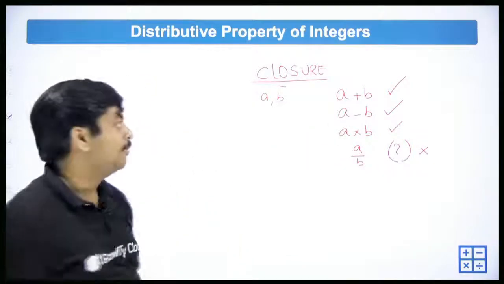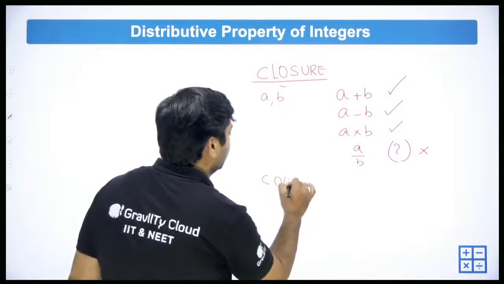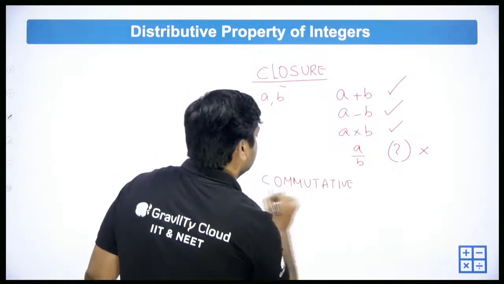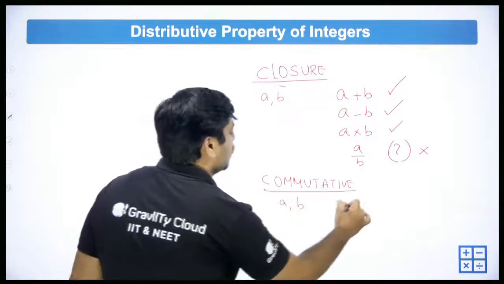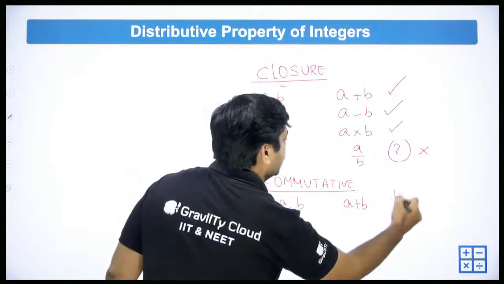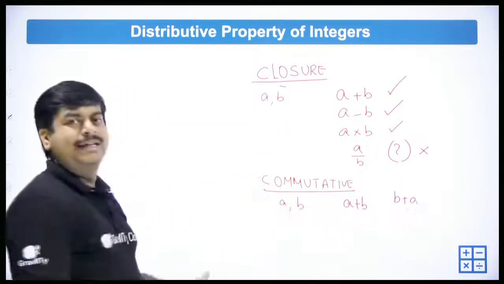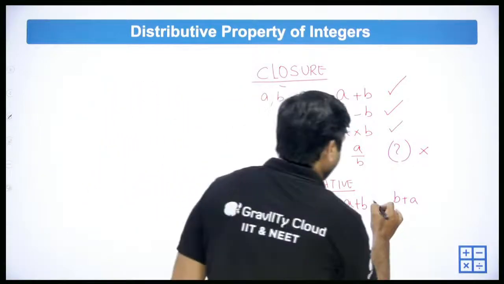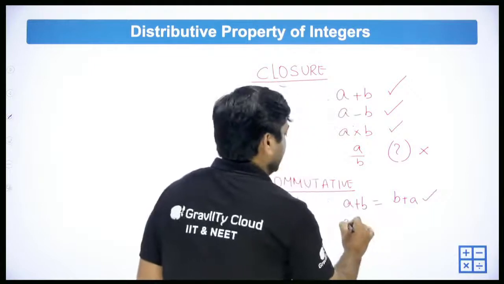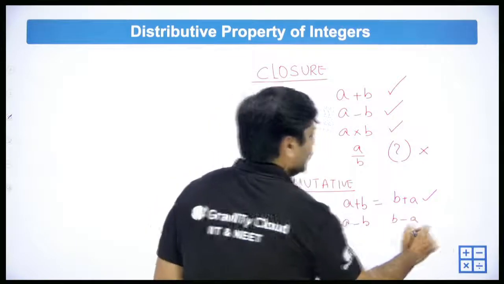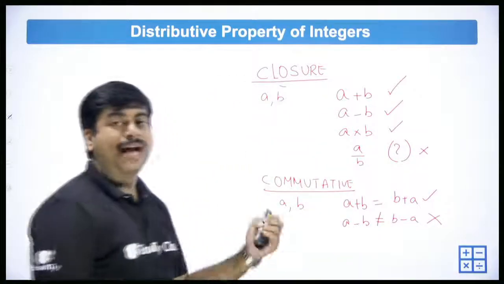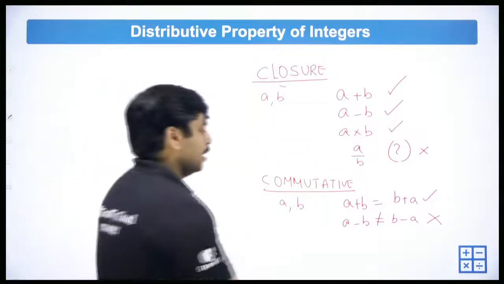The same way we discussed the commutative property. Do you remember what commutative is? Commutative is again when we have two integers A and B, A plus B and B plus A. Are these two equal? In addition you can add in any way. Order does not matter, right? It's correct. A minus B and B minus A, are these two the same? No, these two are not the same. So subtraction is not valid for commutative.